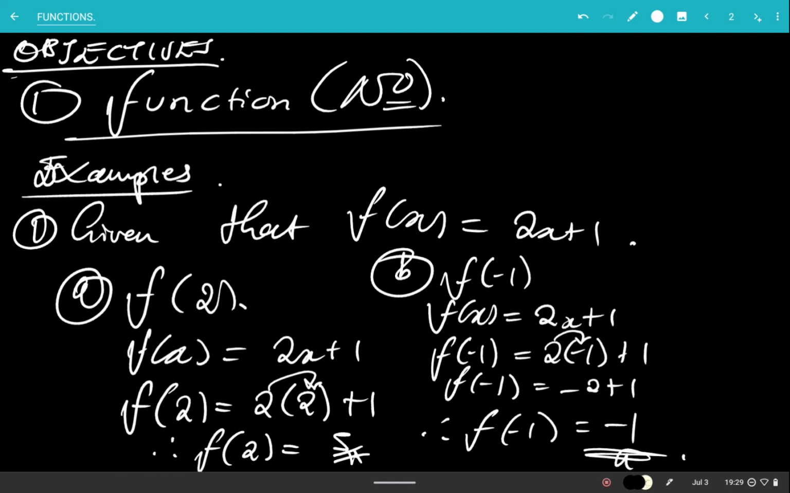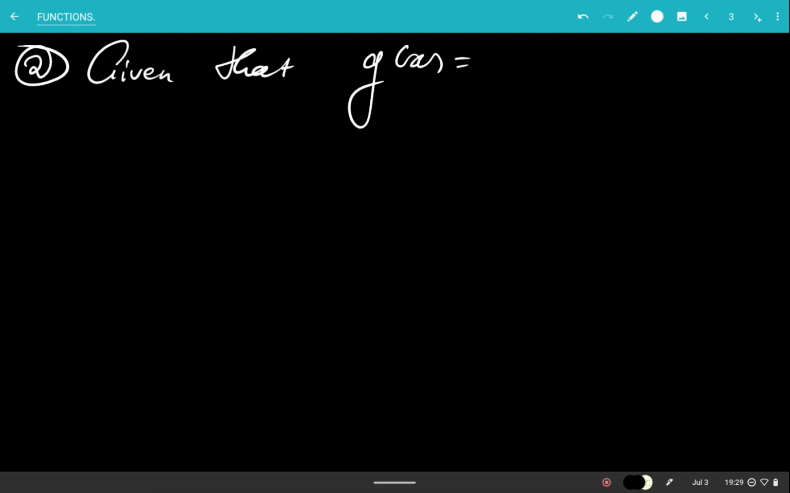Now suppose we had another question where it says, given that f of x, let me call it different, let me define it to be a different function. It's g of x is equal to 3x plus 1 over 2. If I've been told to find, for instance, g at minus 4.